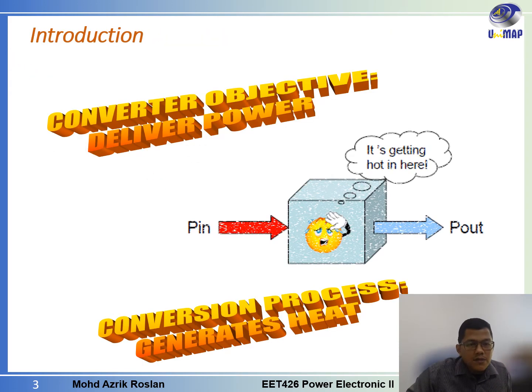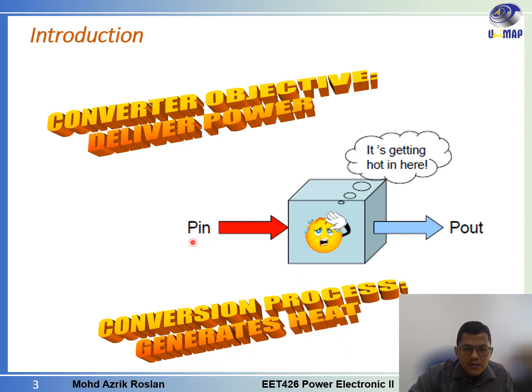When we are talking about the converter, I think you know that we have four types of converter, whether from AC to DC, AC to AC, DC to AC, or DC to DC converter. The objective of all the converters is to deliver power from one form to another form, but maybe different, for DC to DC maybe at a different voltage level. And when we have the converter, you know that it involves a switching mechanism, there will be a switch on and off. So this conversion process will generate heat.